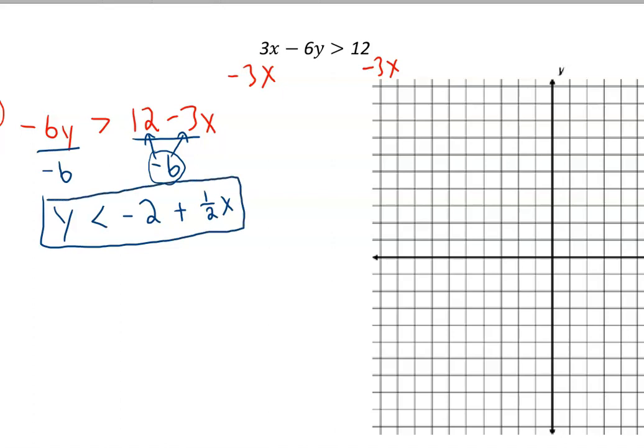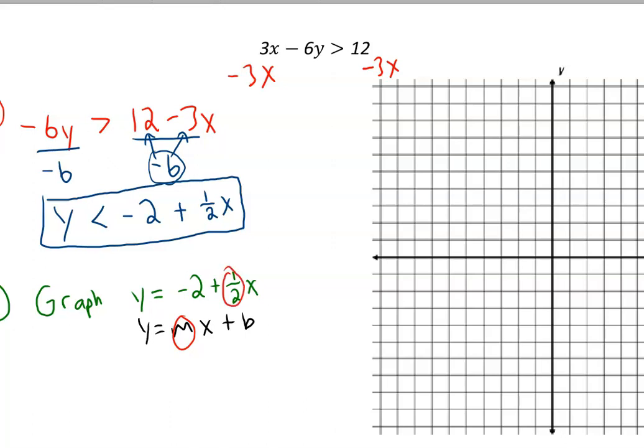All right, step two is to graph this as an equation. Now, I'm not going to write this out every time, but this time I'll write it out. We're going to graph y equals negative 2 plus 1/2 x. This is a linear equation, so we're graphing a line. To graph a line, it's in the form of y equals mx plus b, except it's backwards, right? So m is the number in front of x, which is 1/2. So my slope is 1/2. And here b is equal to negative 2.